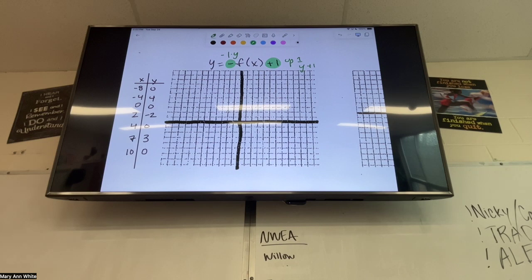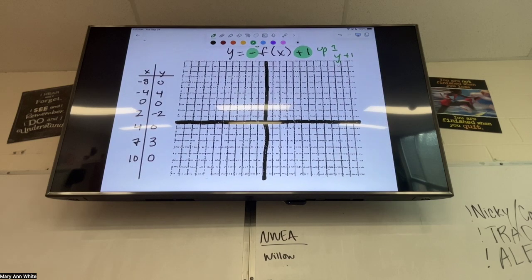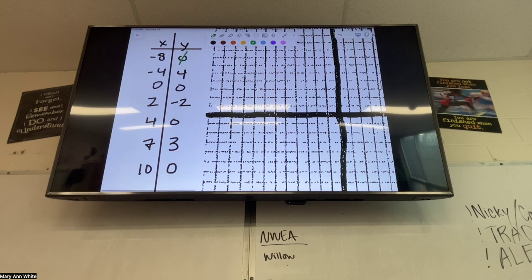Do I have anything affecting my x's? Do my x's change here? Nope. Do I multiply by -1 and then add 1, or do I add 1 and then multiply by negative? Multiply first. So we're going to take all of our y values, multiply them by -1, add 1. And I'm going to go all in order. I'm going to multiply them all by -1. And then now I'm going to go through and add 1 to all of them.